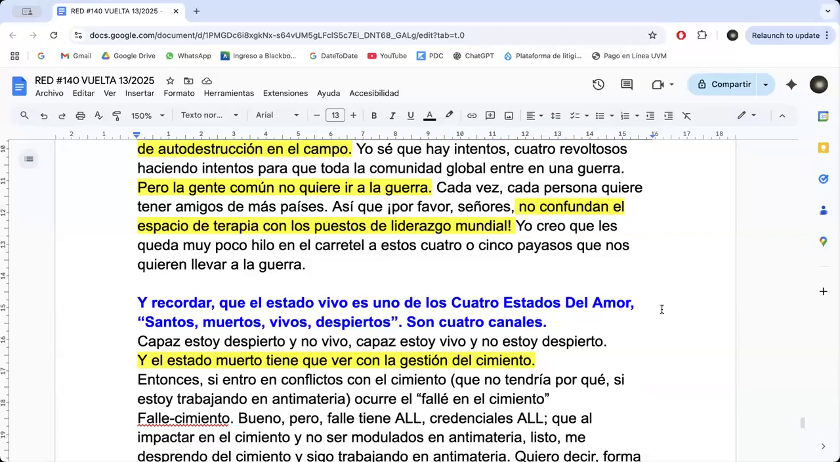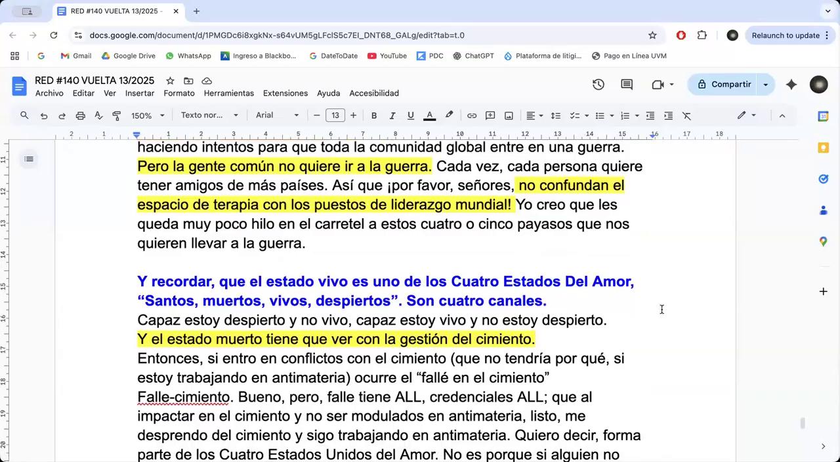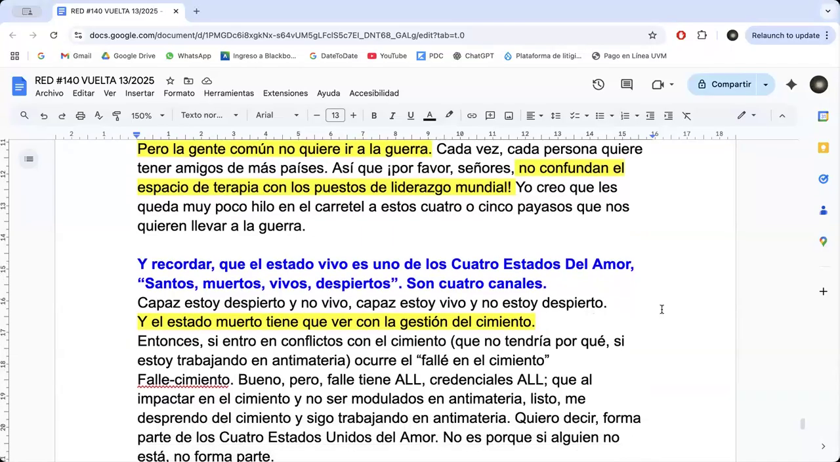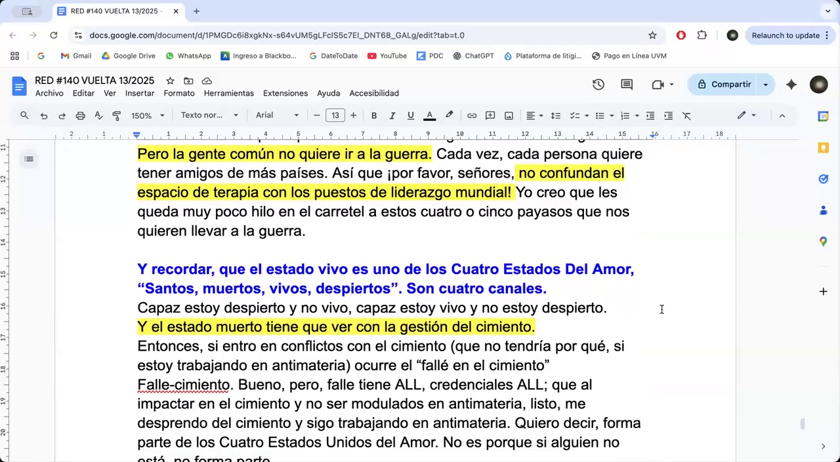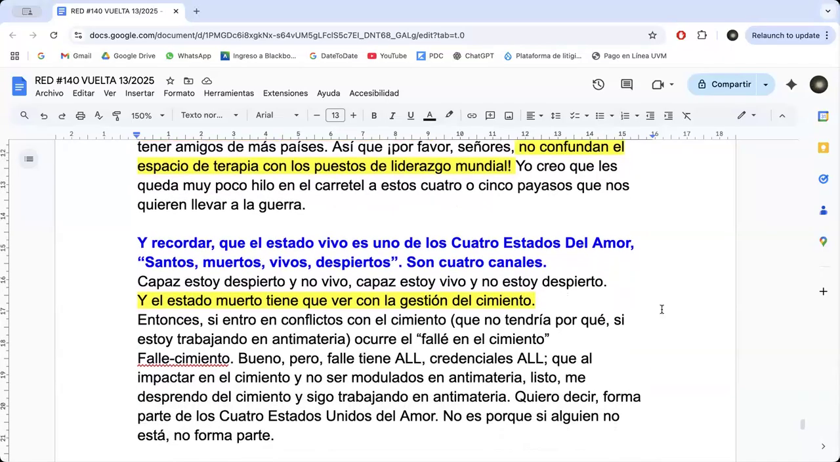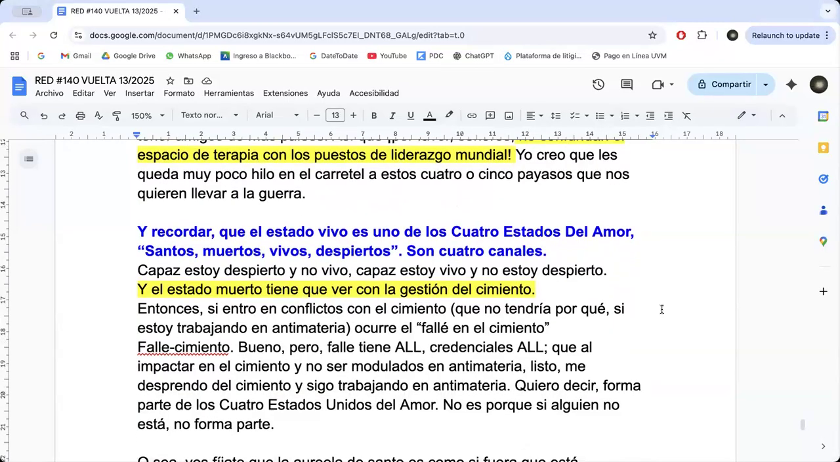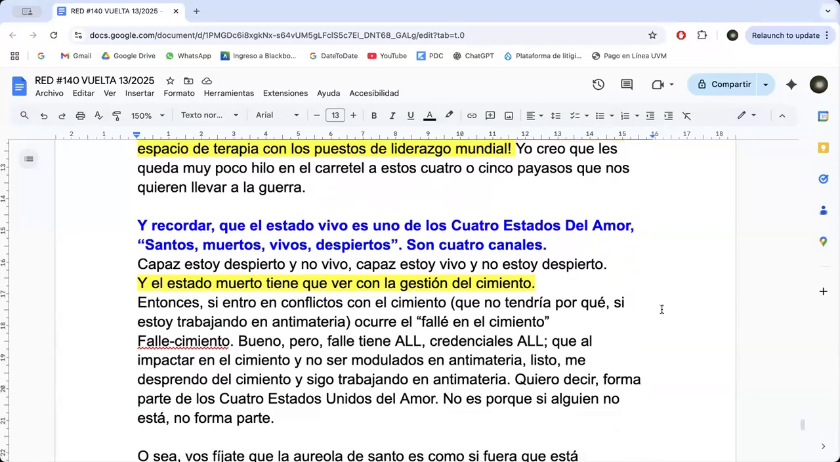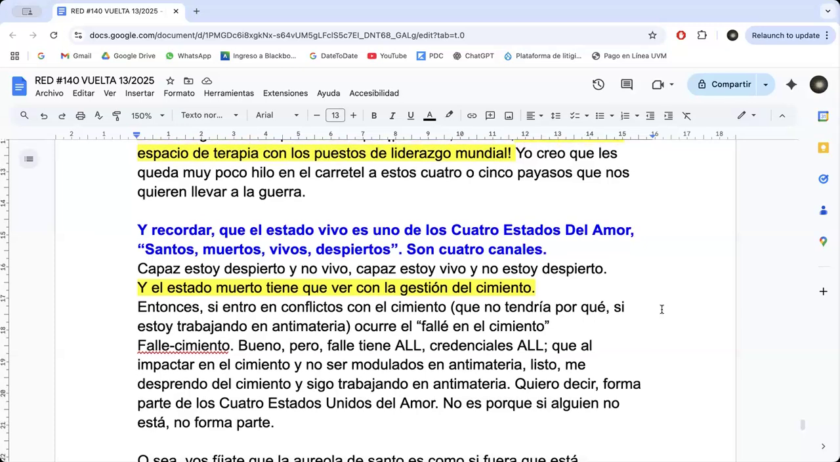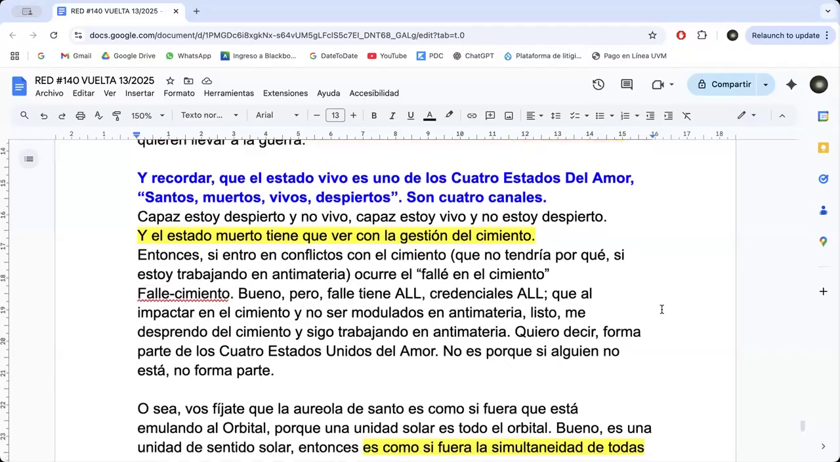There will be attempts by idiots trying to make the global community enter into a war. But people do not want to go to war. Every day that goes by, everybody wants to have more friends from more countries. So these people that think they're leaders shouldn't be confusing a space of therapy with these leadership situations, global leadership situations. So Alejandra says she thinks that there is not much more credit left for these 4 or 5 clowns that want to take us to war.